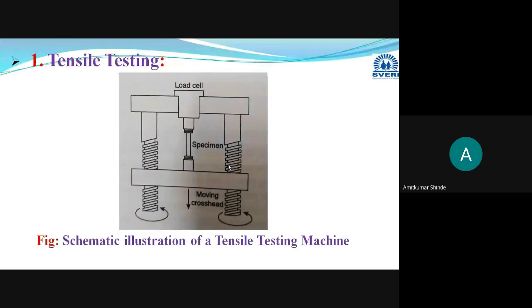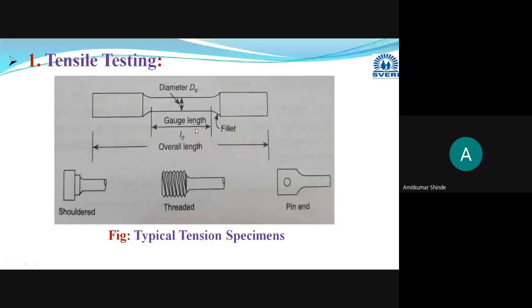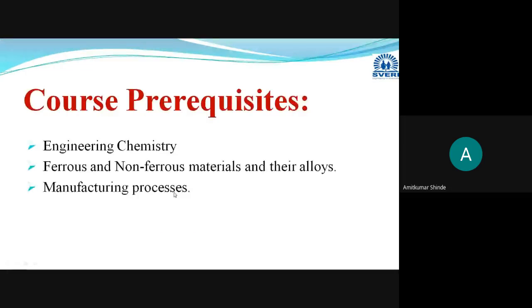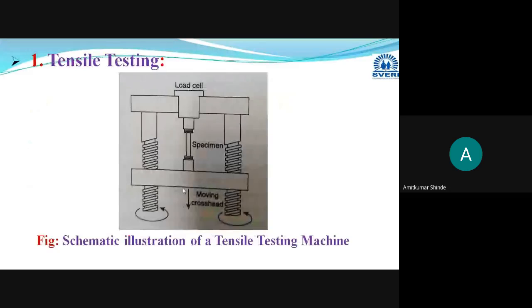Initially you have taken the reading of the initial length, that is the original gauge length, and its corresponding diameter. Then at each step you have to increase the load, and for the corresponding load you have to measure the length and diameter of that specimen.